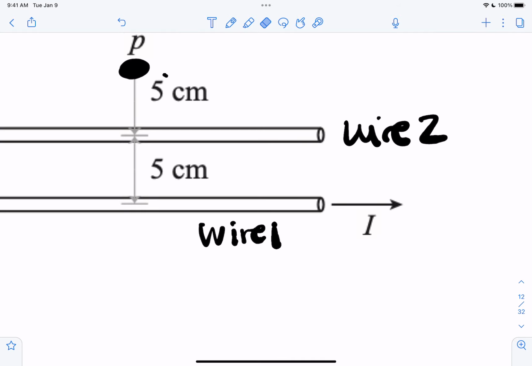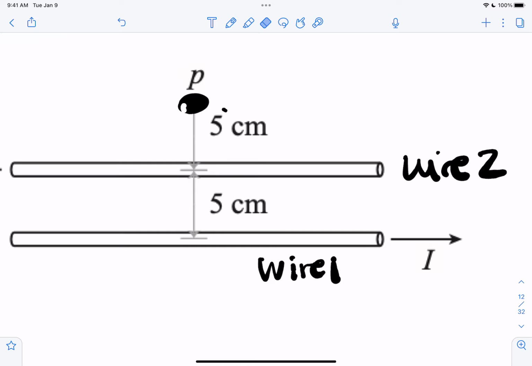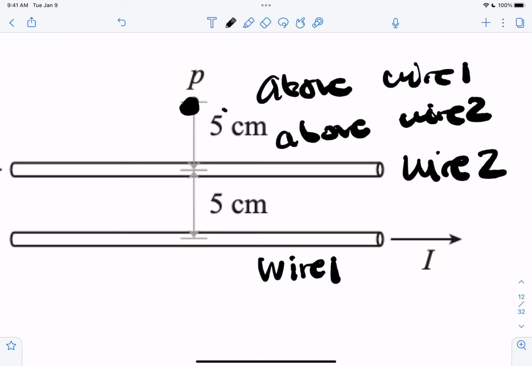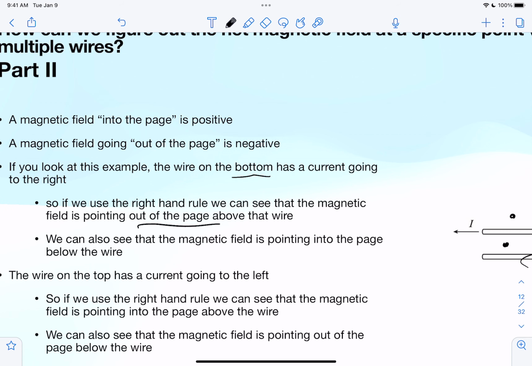But we have to look at each one separately, right? So in both cases, point P is above wire 1 and it's above wire 2. So now we got to look at, okay, well, if it's above wire 1, above wire 2, what is the magnetic field direction for each wire when we look at a point above that wire? So literally this point, point P, right here, with respect to wire number 1, we said that above the wire, we're pointing out of the page, right?